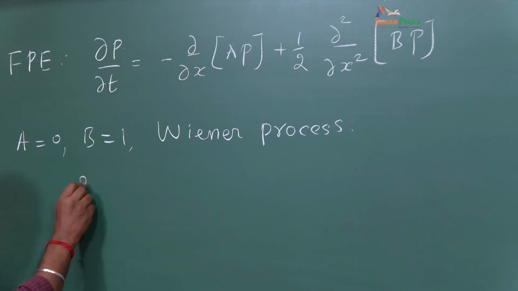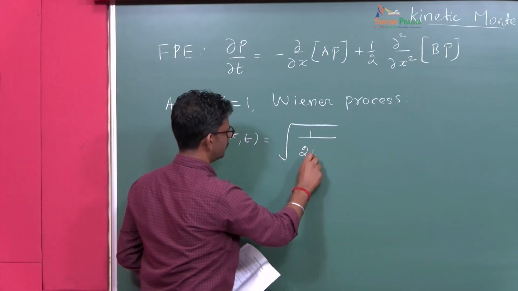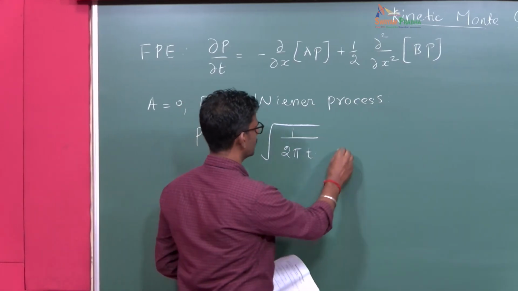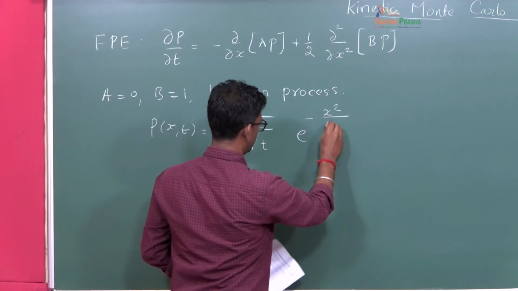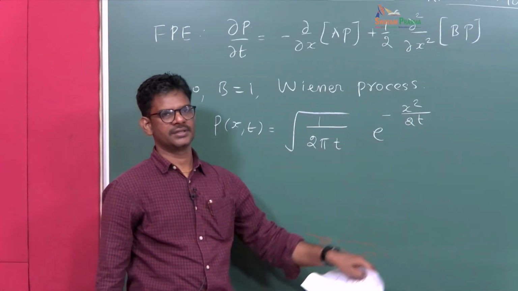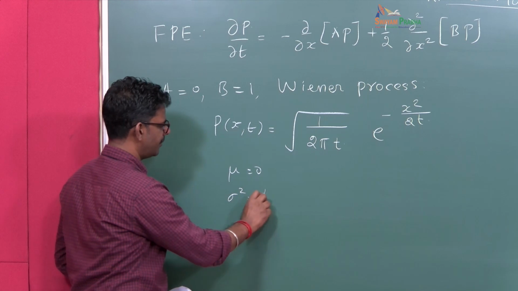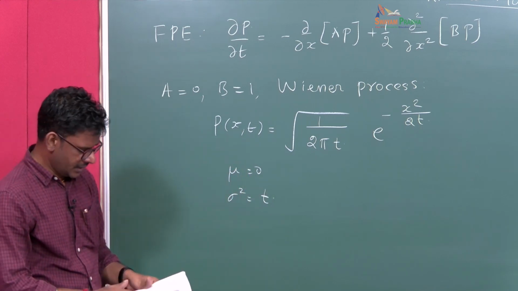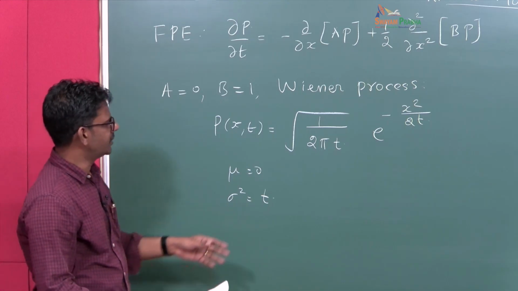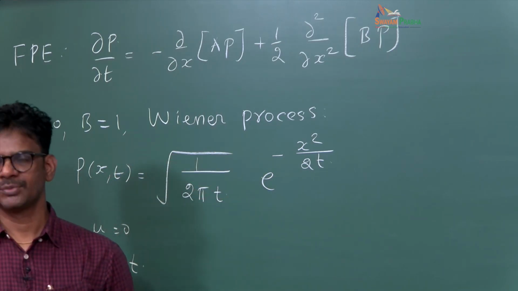So we got p of x comma t given as 1 by square root of 2 pi t, e power minus x square by 2t. So basically the Wiener process is a Gaussian process with mean equal to 0 and the variance equal to time t. So this we know. If I want to know all the other properties of the system, we can get mean, standard deviation, higher order moments, and various properties.